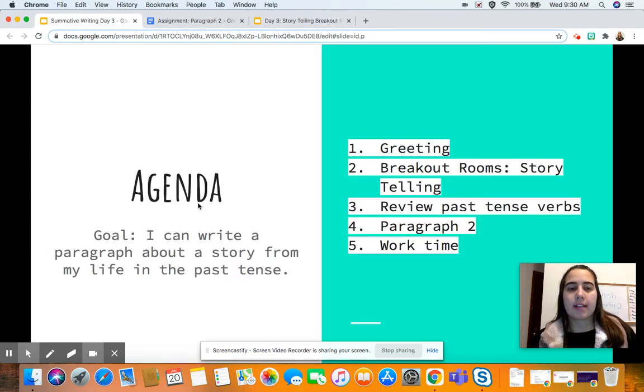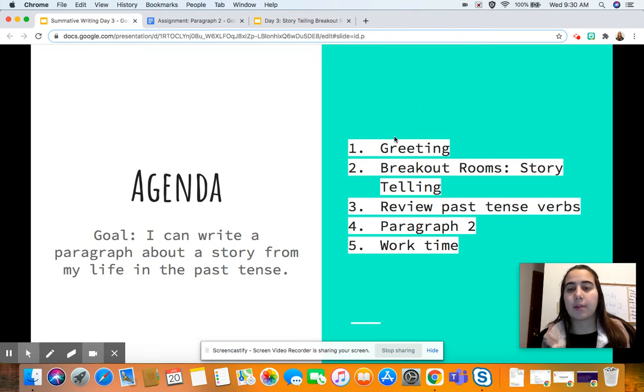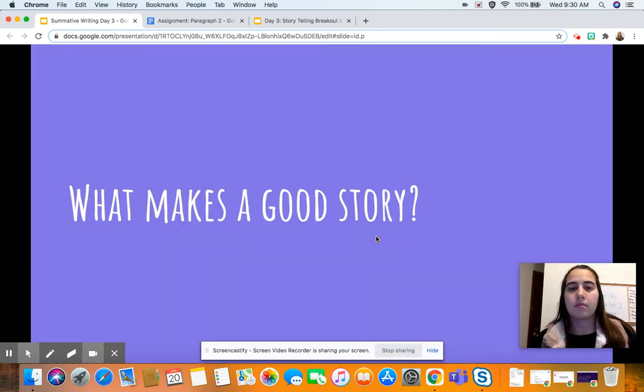So our goal for today is I can write a paragraph about a story from my past using the past tense. So today we are focusing on paragraph 2, and we'll be making sure that you guys use past tense verbs in your story. So today we're going to start with a greeting, and then we're going to move into breakout rooms where you'll practice some storytelling. We'll review past tense verbs. We'll talk about paragraph 2, and then you guys will have some work time.